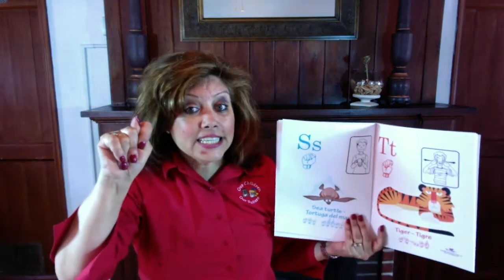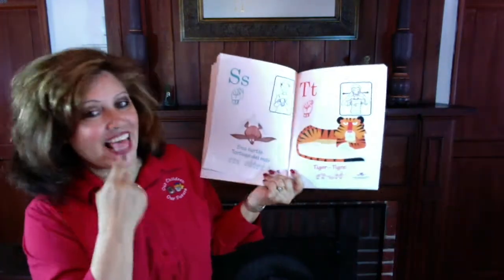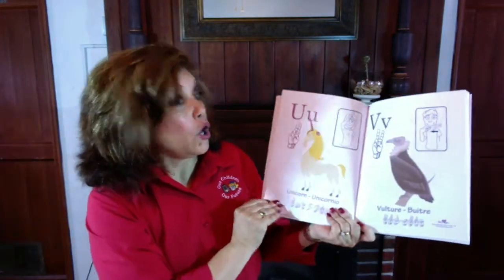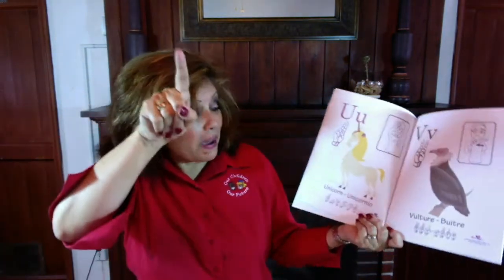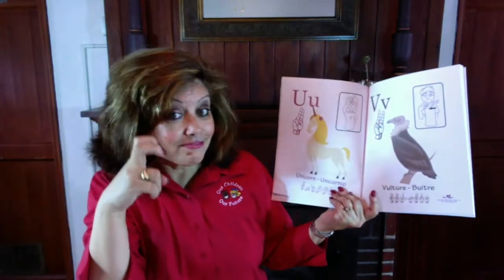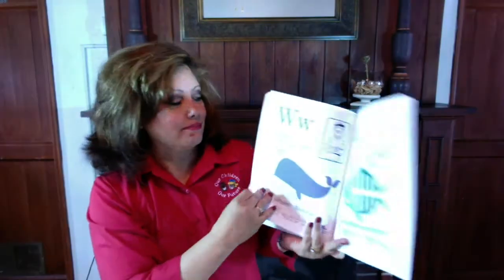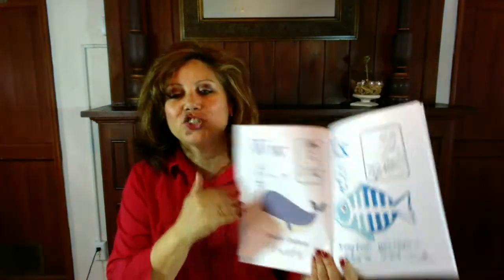T for tiger, tigre. U for unicorn, in Spanish, unicornio. V for vulture, in Spanish, buitre. W for whale, in Spanish, ballena. X for X-ray fish, pez rayos X.